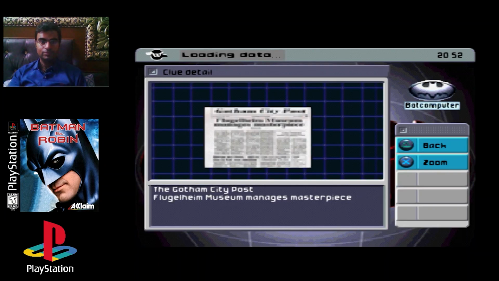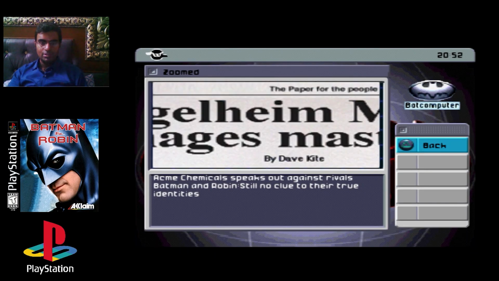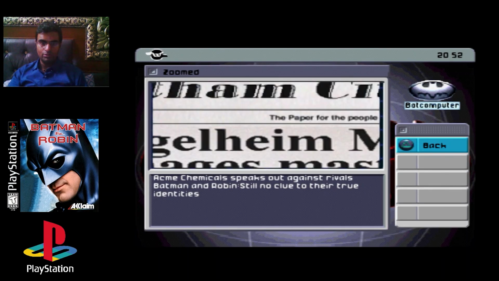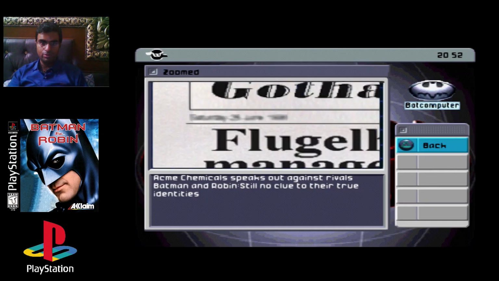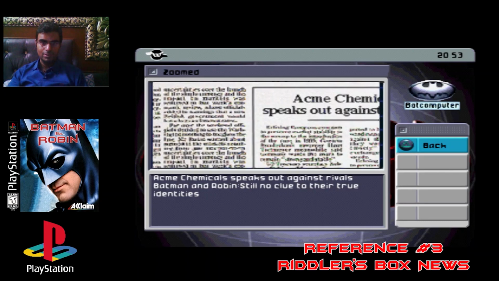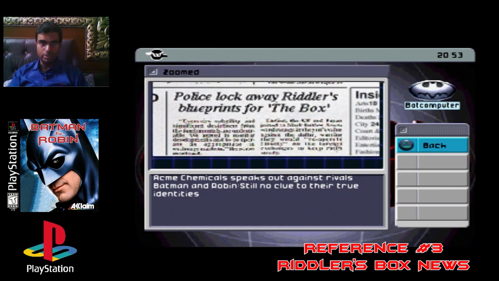This one. So this is the newspaper that I previously talked about in my previous video, the Flugelium Museum. And if we see at the bottom of this newspaper, you can see that a news is written that police lock away Riddler's blueprints for the box.